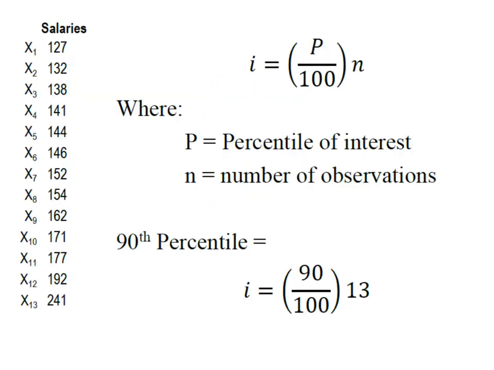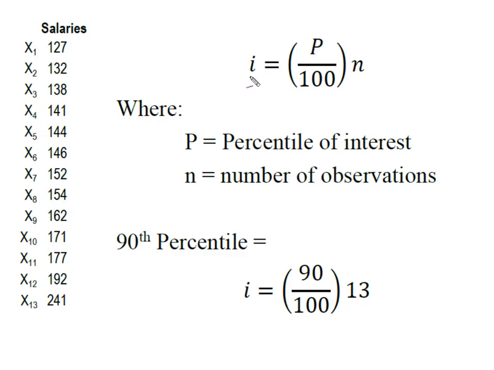So here I have some salaries, and they're in thousands of dollars. And I have 13 observations. You'll see they're from smallest to largest. And I've simply labeled them X1 through X13. It keeps me from having to count up and down.